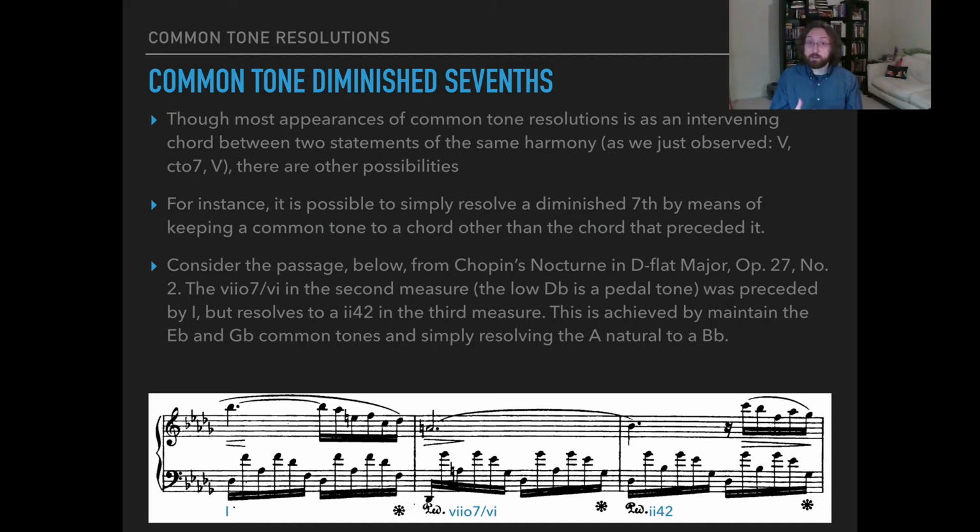And indeed, if we pay close attention, we see that there are 2 common tones that are kept, the G flat and the E flat. In fact, we can hear those in the way that Chopin voice leads this, starting in the second measure. We hear the G flat and the E flat remain the same. It's only the A natural that changes. So it would be more appropriate in this circumstance, instead of analyzing that as a 7 fully diminished 7 of 6, to analyze it as a common tone diminished 7.